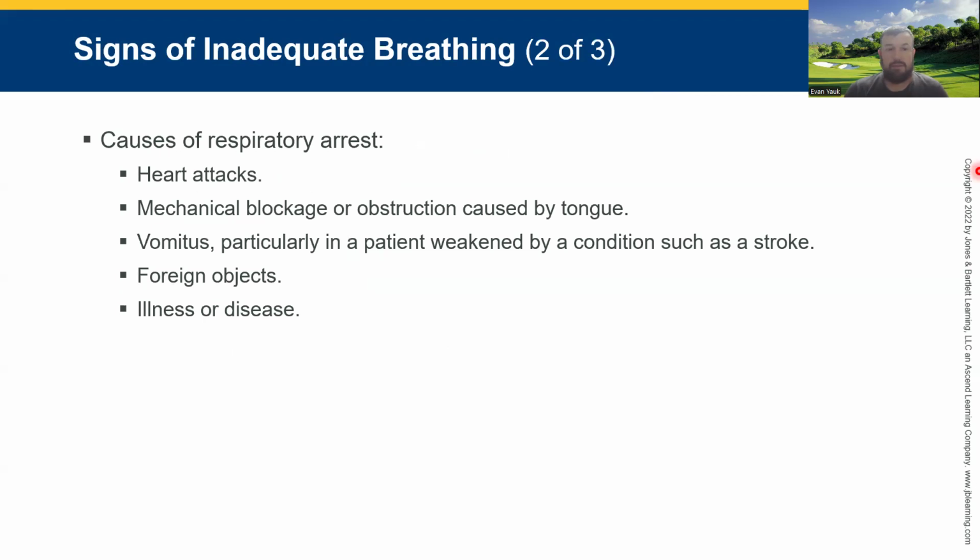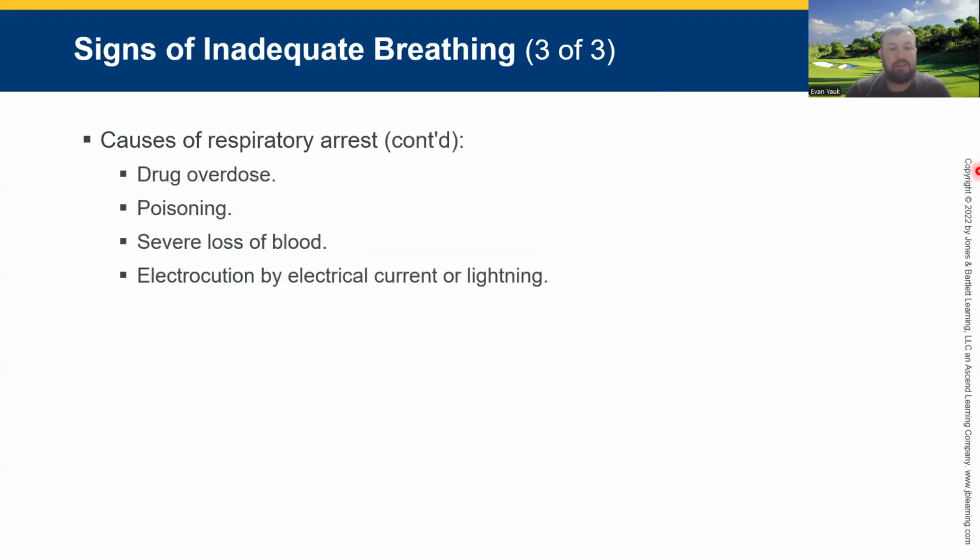Causes of respiratory arrest, that's heart attacks, mechanical blockage or obstruction caused by the tongue or foreign objects, vomitus, particularly in patients weakened by a condition such as a stroke, because they don't have the ability to get that out. Foreign objects, I said, and that can be anywhere from a Lego to a piece of steak, a hot dog, a quarter, anything that someone can put in their mouth can be a foreign object. And then illnesses and diseases. I think it talks about here in a minute, but also swelling, anaphylactic shock can play into that. Causes of respiratory arrest: drug overdose, poisoning, severe loss of blood, electrocution by electrical current or lightning.